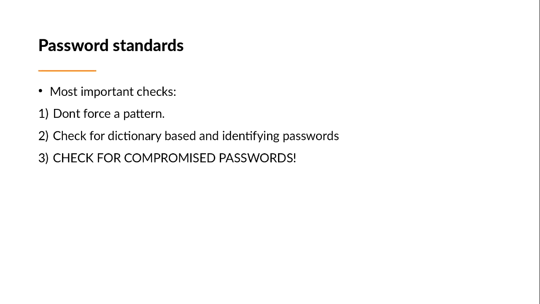So the dictionary-based one is relatively important because a lot of people will make their password flower123. And if they've got a compromised password somewhere else that's flower, an attacker now has a really good place to start a dictionary attack. So you really want to, as much as you can, stop people from using a single dictionary word, because just having 2 words really ramps up the complexity and makes a dictionary attack a lot less effective. Another thing to check for is identifying passwords.